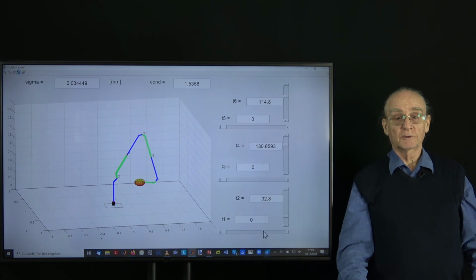We can see this if we rotate the whole arm around the vertical axis. You see that the uncertainty ellipsoid is quite round.